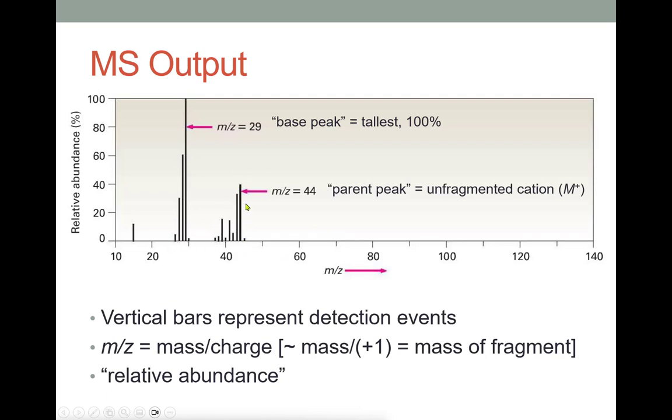So for smallish molecules, generally speaking, the highest m over z ratio here that gives a significant peak would be our parent peak, and that's the one that we would think of as an unfragmented cation. So essentially, this example is showing us that the molecule we started with probably had a mass of 44 atomic mass units, and then it got fragmented into smaller pieces.